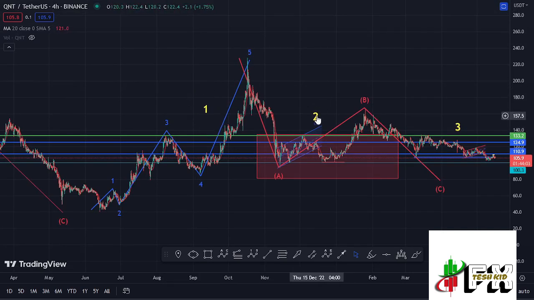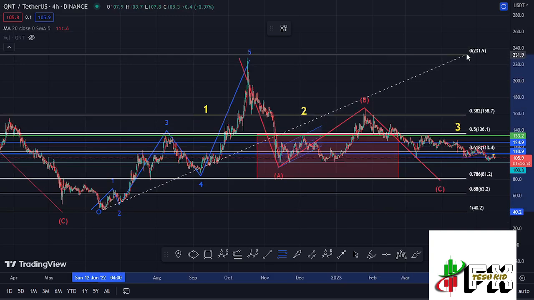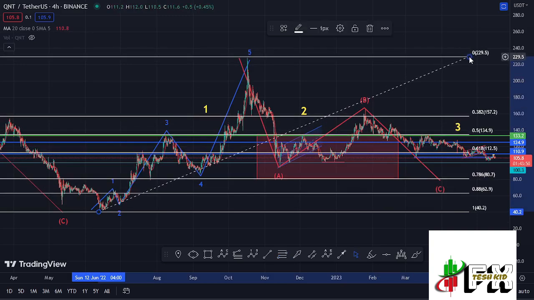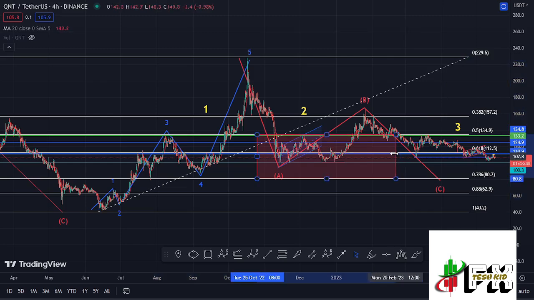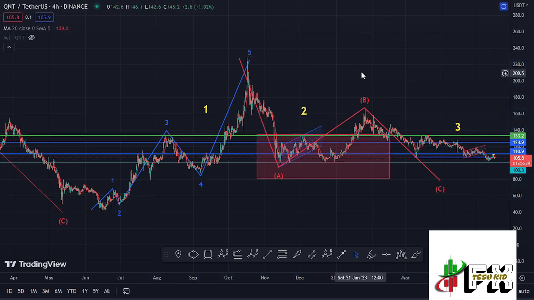Then we started a corrective structure in the formation of a larger Elliot wave count 2, and using the Fibonacci's, connecting them from the low of the first wave to the high of that wave 1, that gave me a minimum retracement area for that second wave between the fib level 0.5 and the fib level 0.78, the area highlighted here on the charts using this red target area, which lies between the $134.9 mark and the $80.7 mark. It is within this red target area that I've been expecting to see the low for this second wave.